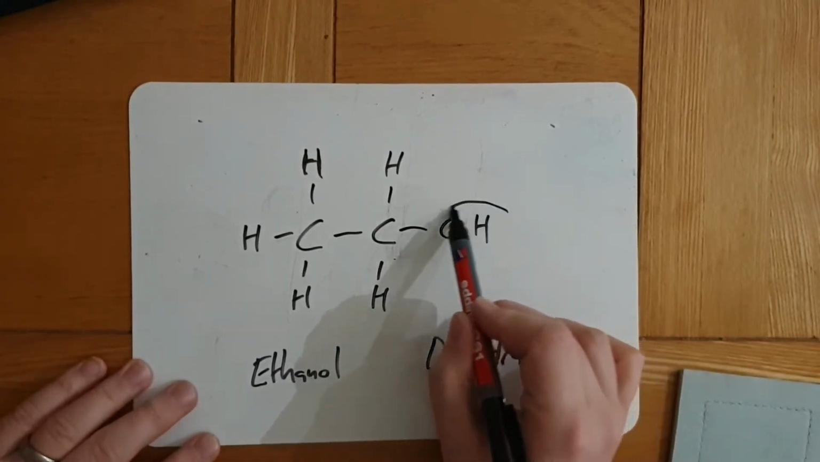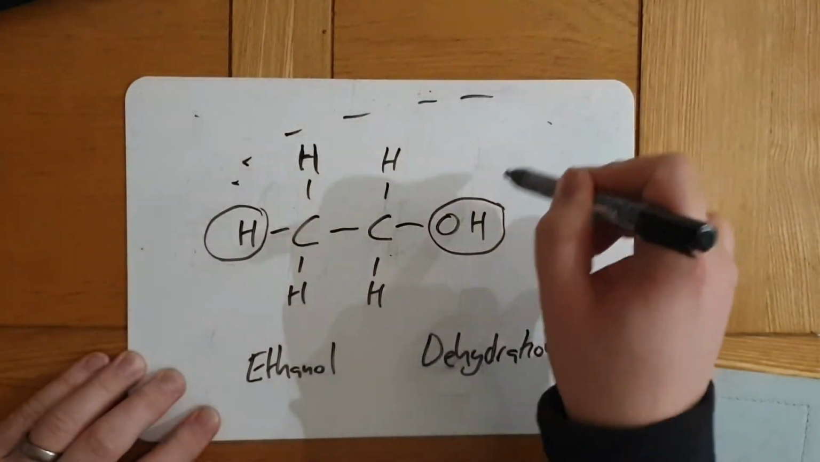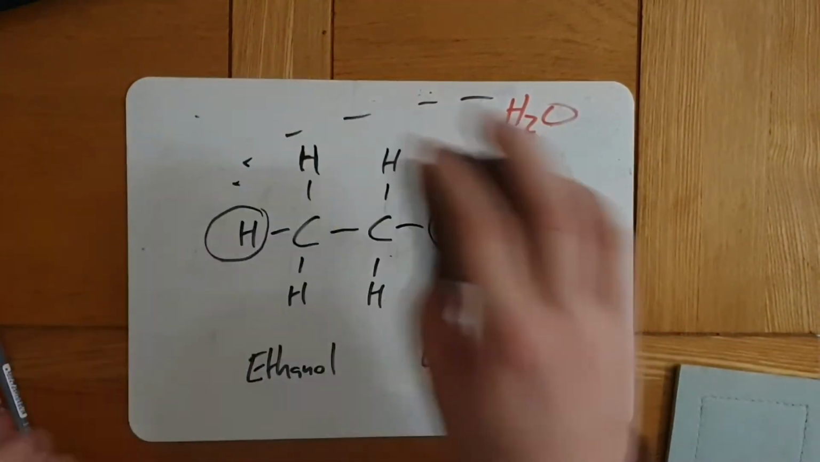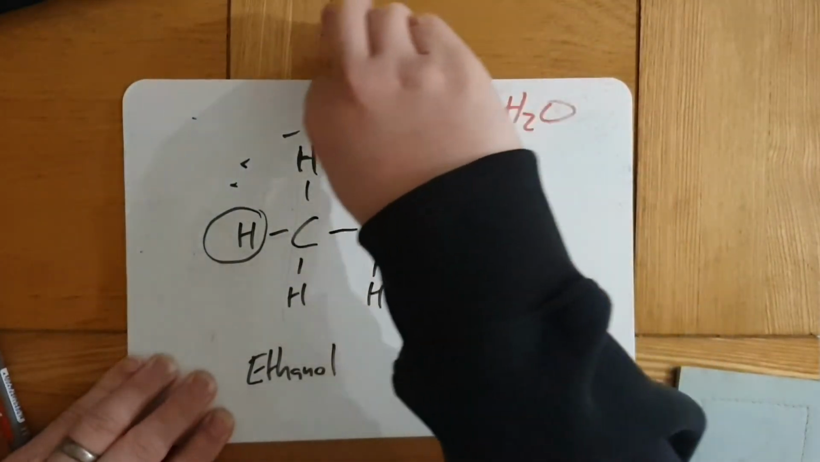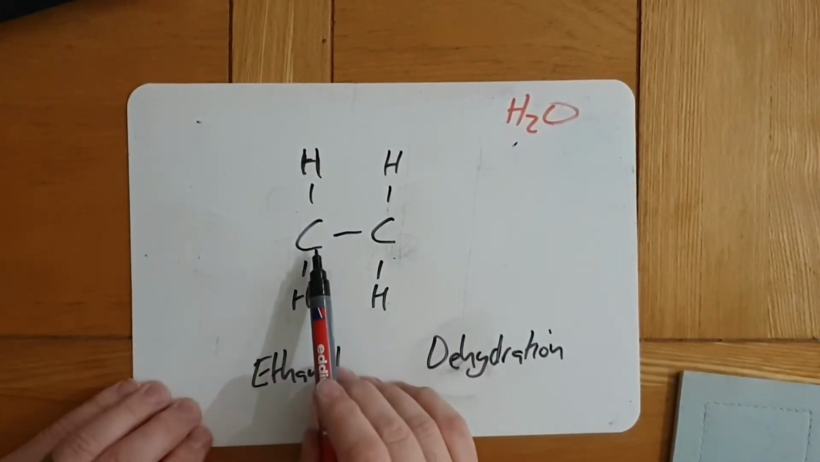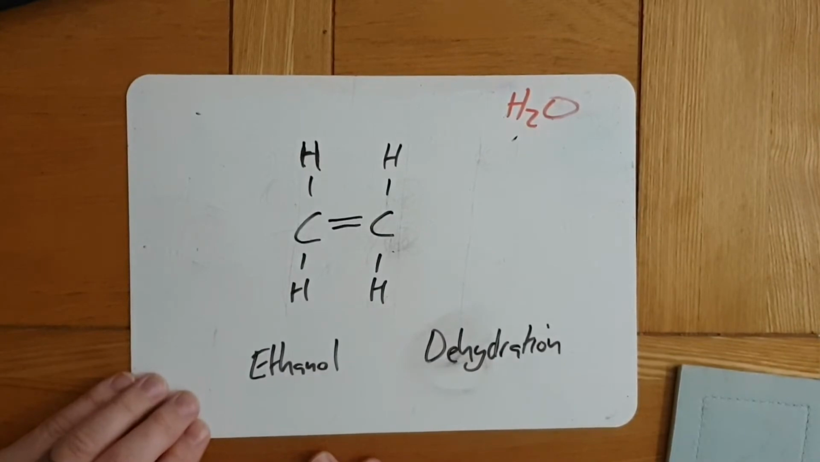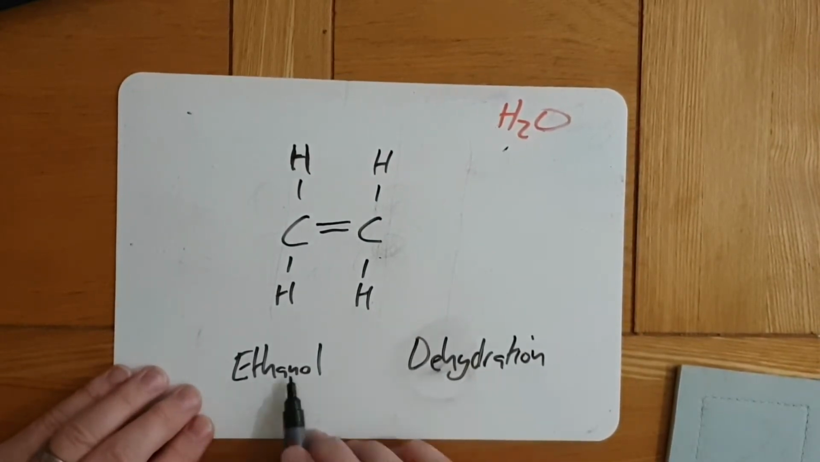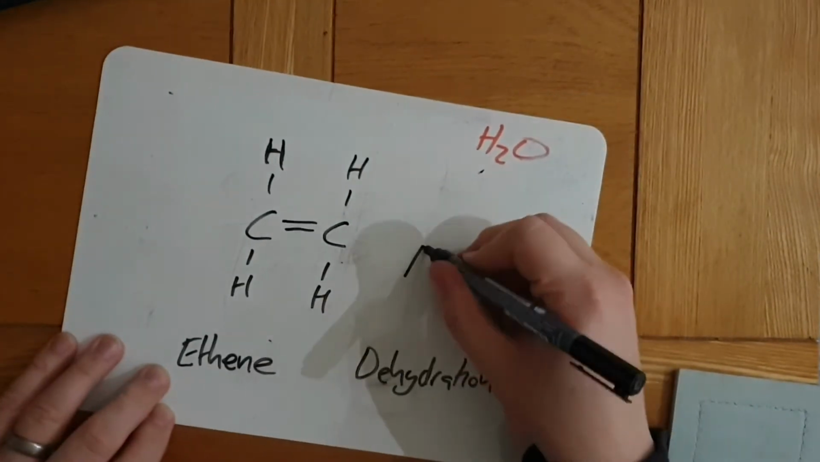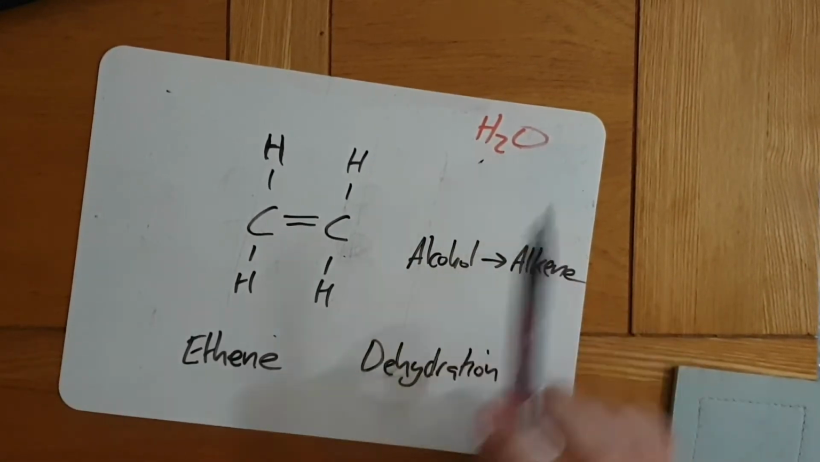So if I take away that OH and I take away that H, they can come up over here, and it's pretty obvious that with an H and an OH we are going to make H2O. So we've made H2O because we have dehydrated it, we have removed water, and then the issue is now this carbon's only got 3 bonds and this carbon has only got 3 bonds, so they form a double bond. So if you do a dehydration reaction, that isn't ethanol anymore, it is now ethene. So a dehydration reaction turns an alcohol into an alkene by removing H2O.